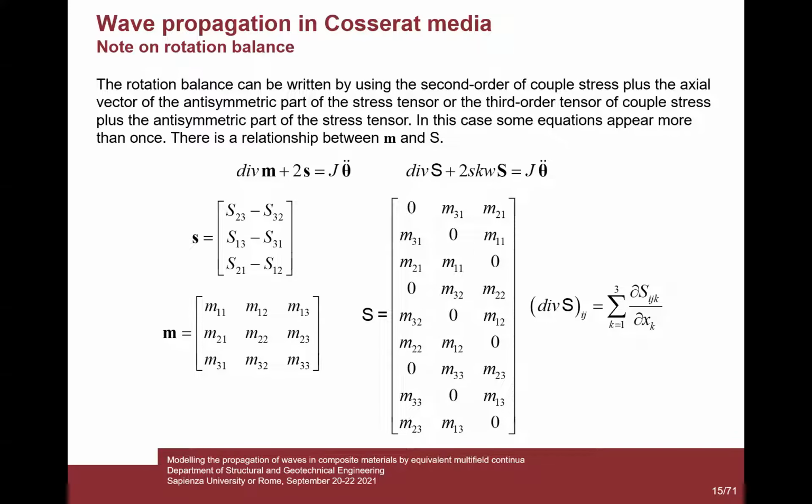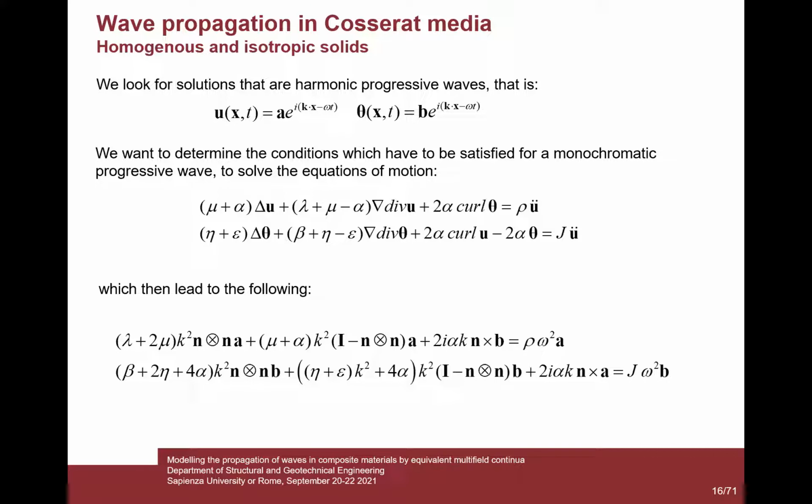I'm not going too much into this, but you can find in books this rotation balance written in this way or in this way. This is because this couple stress can be written either as a matrix or as a third order tensor. That's a choice you have to make when you write down the equations. And we do the same with the Cosserat medium. That is, we search for solutions that are harmonic progressive waves. Here we have a part of the solution we are searching for, which has the same form as we assumed before. But we also have to make some assumption for the rotation field.